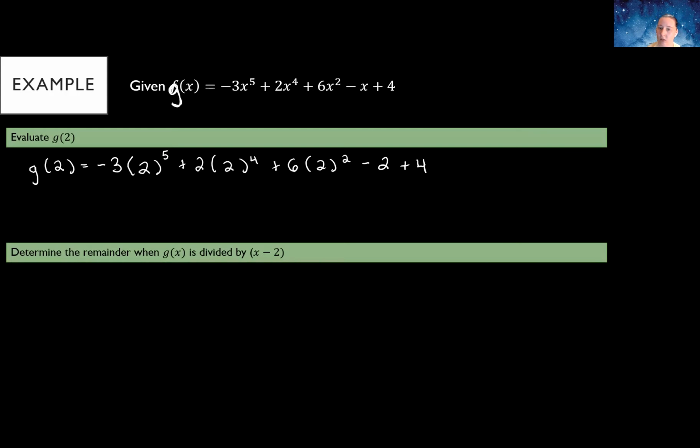So we need to do a lot of calculations here to simplify this. So we have negative 3, and 2 to the 5th is 32. 2 to the 4th is 16. 2 squared is 4. And then negative 2 plus 4 is 2, so I can simplify those.